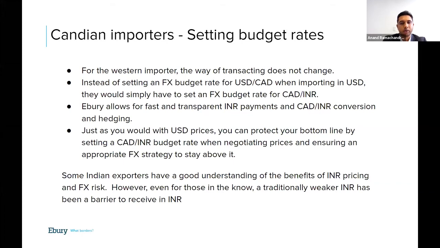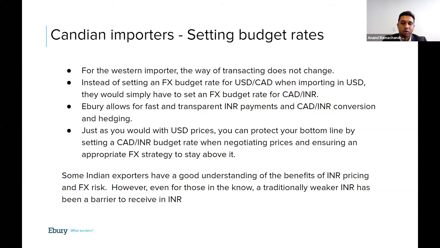Now, once the invoicing begins in INR and the supplier starts receiving Indian rupees, essentially your budget rate would be in Canadian dollars against Indian rupees. So there are multiple ways in which you can hedge your currency risk to ensure that you can be better than your budgeted rates. And we have several products that can help enable you to do so with different and varying levels of flexibility.